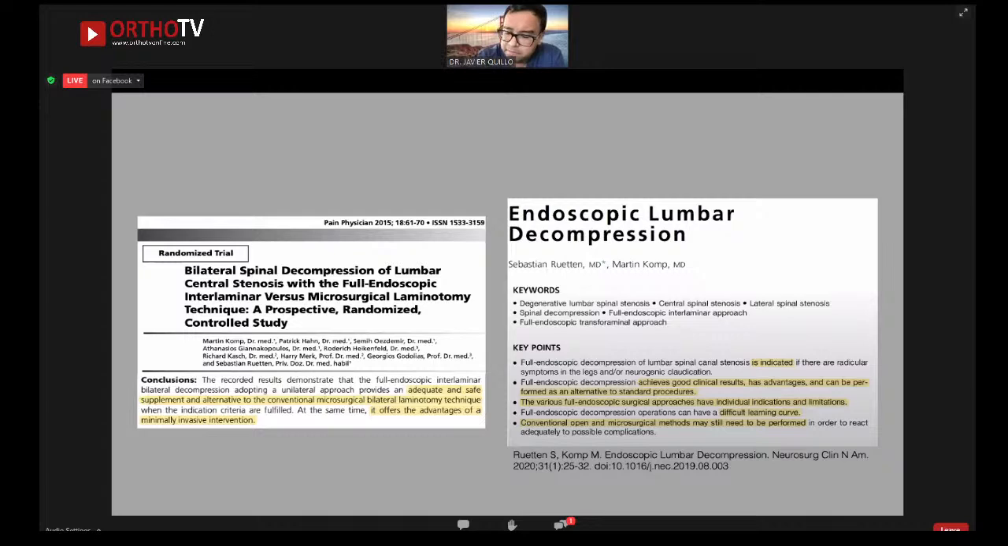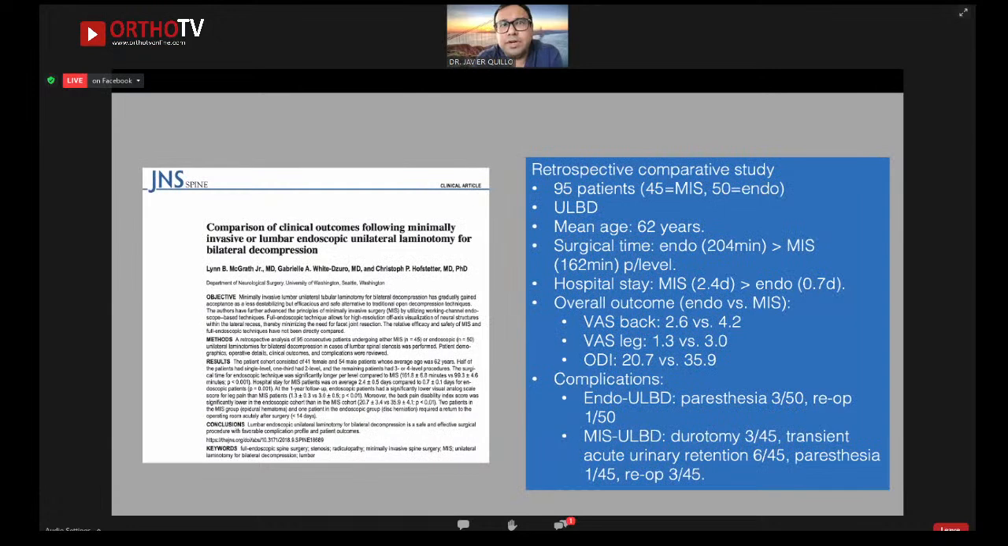In the past years, many authors have proved that endoscopic spinal surgery has a place in spinal surgery. For example, Christoph Hofstetter is a very good friend and also a very skilled surgeon. In a retrospective study, he demonstrated advantages, specifically in complications, comparing endoscopic ULBD against minimally invasive tubular ULBD. His group demonstrated that endoscopic ULBD patients have fewer complications compared with minimally invasive tubular decompression. In the tubular group, they found durotomies, transient acute urinary retention, and paresthesia, compared with endo-ULBD, with only paresthesia and one patient who underwent another surgery.